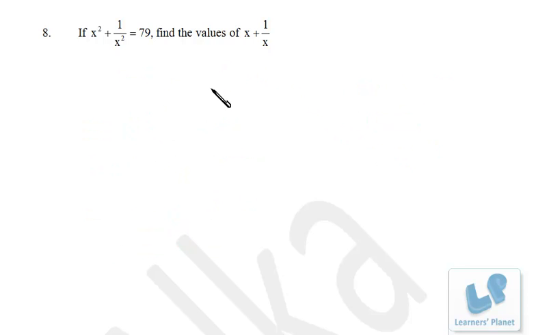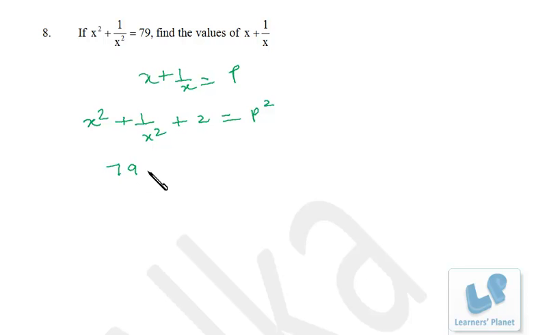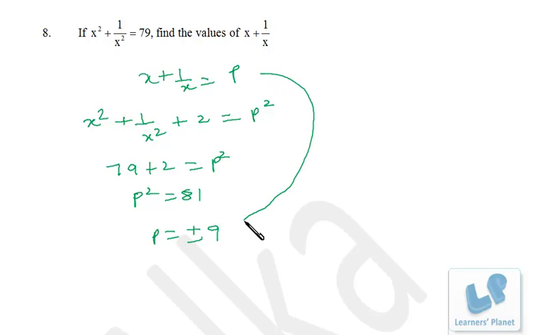Here in this case, further I assume x + 1/x as some third variable, maybe p. Squaring both the sides, x² + 1/x² + 2 is equal to p². So x² + 1/x² is 79. So 79 + 2 is equal to p². So p² is equal to 81. That means p is equal to plus minus 9. And what p is? It's x + 1/x. So the value of x + 1/x will be plus or minus 9, right?